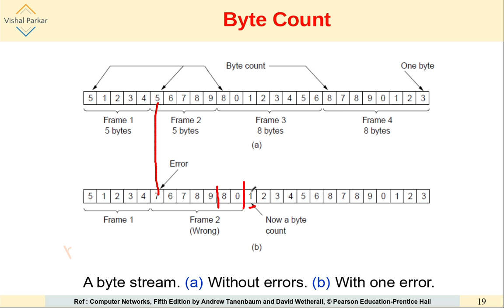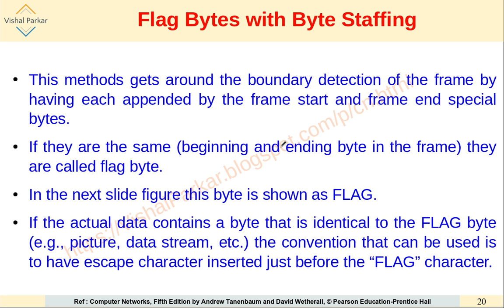So the header at this part can identify that this is not a proper frame length, so there could have been some error, but it has no proper way to identify where exactly that error is. So that is the problem with this byte count method, and consequently the rest of the frames couldn't even be detected properly. So that is the problem. We'll see how that is taken care of in the next method.